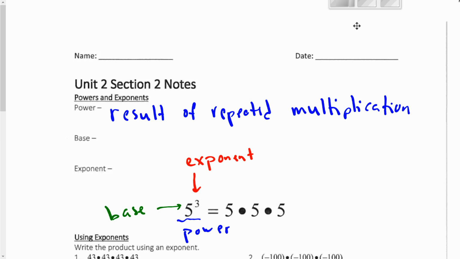So a power is the result of repeated multiplication, which you've probably known, but maybe not put a definition to in the past. We also need to talk about a base and an exponent, which is probably easiest shown by actually showing you the example. So in our example right here, 5 to the third, that whole thing is called our power. The 5 is the base, and the exponent is the 3. So the 5 is the base, the number that will get repeatedly multiplied. The exponent tells us how many times to multiply it. So the power 5 to the third power tells us to multiply 5 3 times.